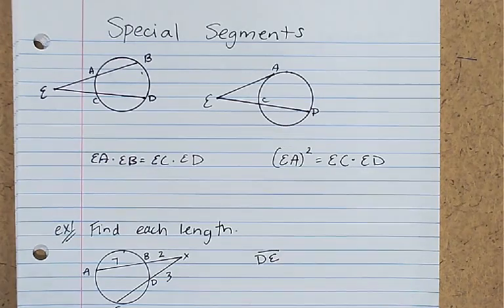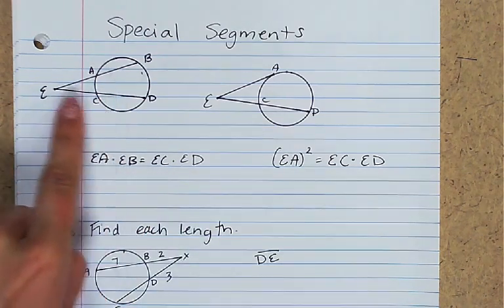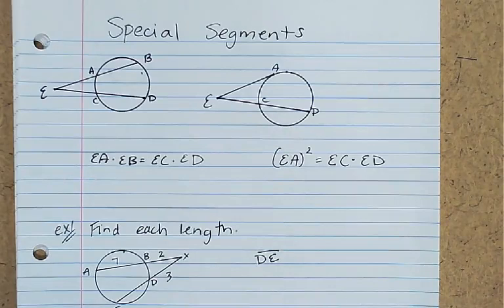This is a review of the Edgenuity lesson special segments. This differs from what we've done so far in the chapter, because so far we've been finding the measures of angles and the measures of arcs. Now we're actually finding lengths of segments that are associated with circles.